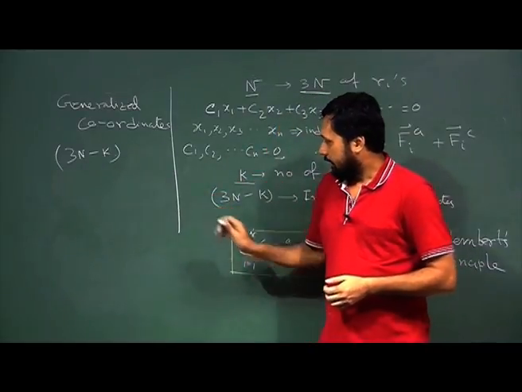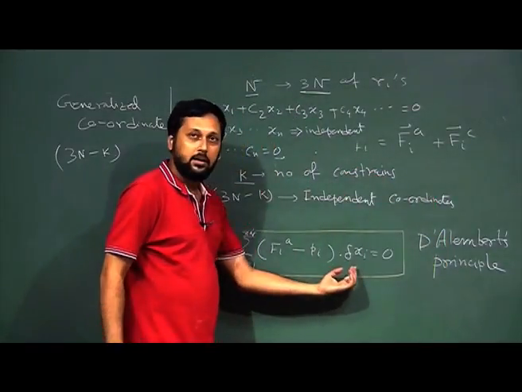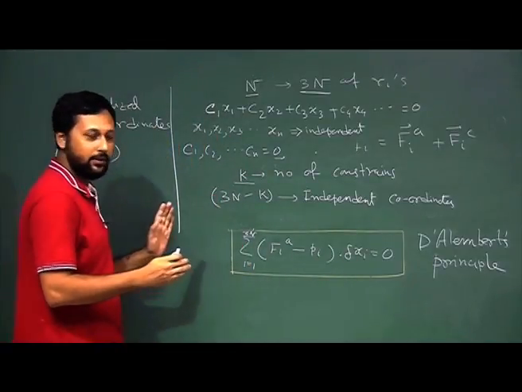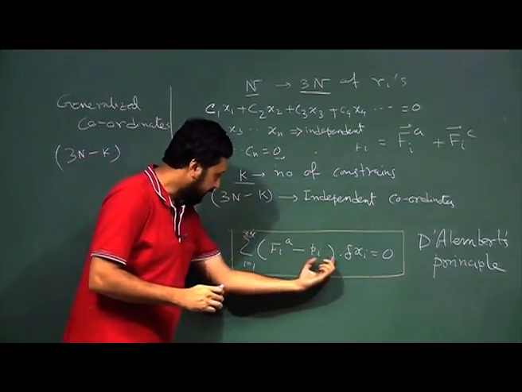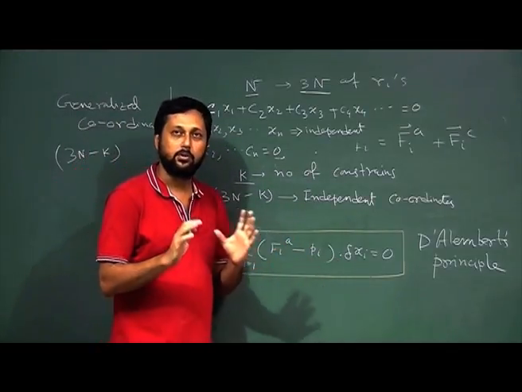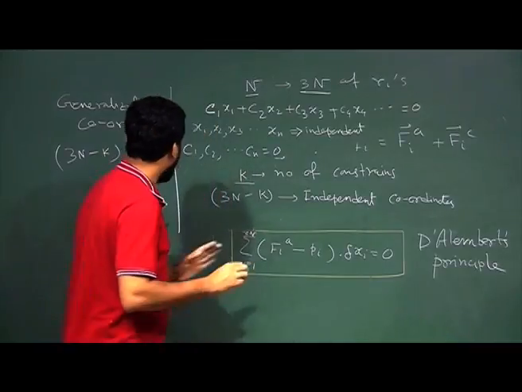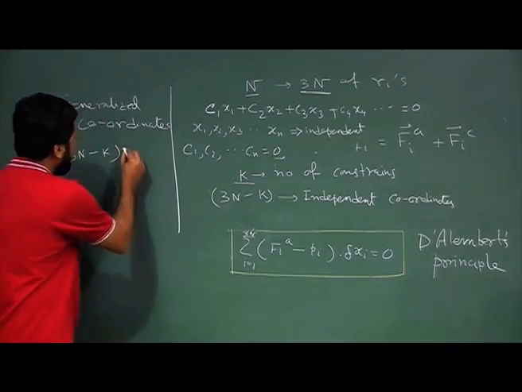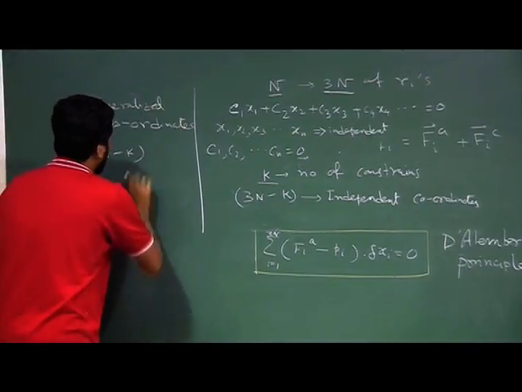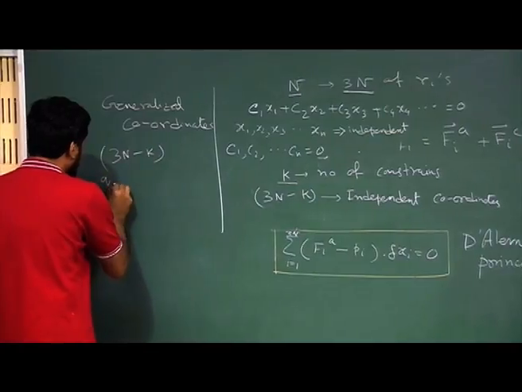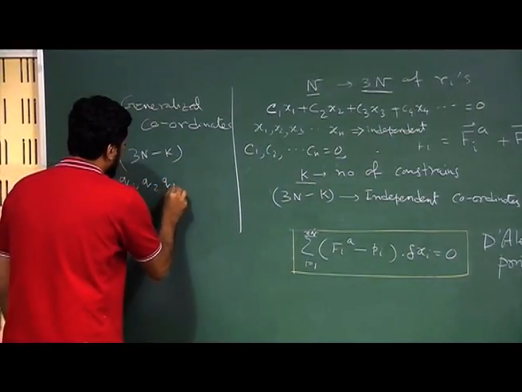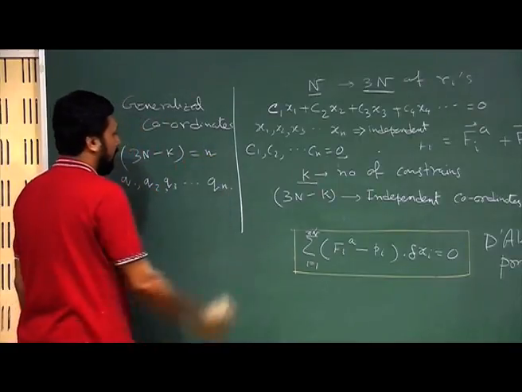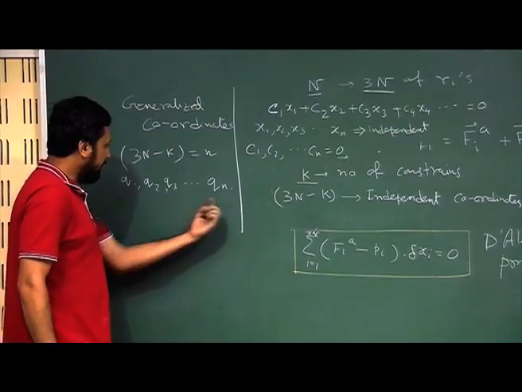Now, if I can somehow reduce this equation to generalized coordinates, then I can individually set all the coefficients equal to 0. Let us say there are 3n minus k coordinates. Let us call this number small n, and call the coordinates q1, q2, q3 up to qn. So, these are the independent coordinates.